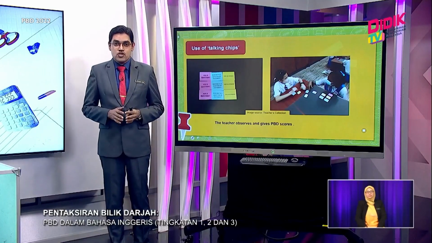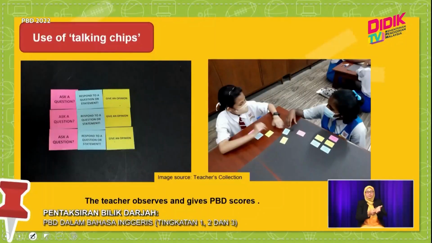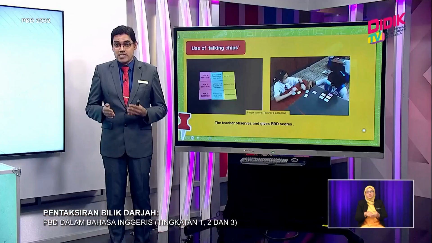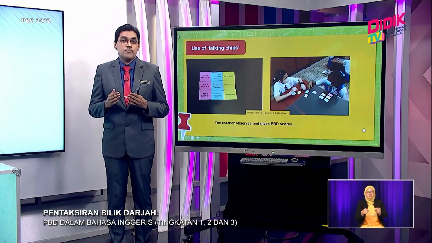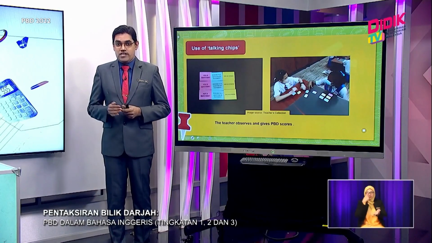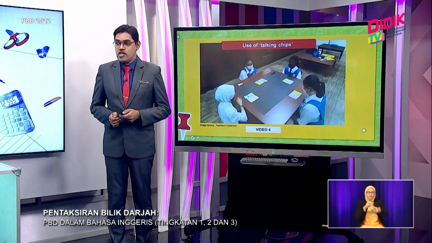If you see in the picture here, I've prepared some cards with the tasks that need to be carried out. For example, I have 1 card saying ask a question, another one respond to a question, and another giving an opinion. So students use these chips and take turns to answer a question based on the page 19 focus idea question. Here, the students are going to discuss whether they prefer to eat at home or at a restaurant. Now let us watch video 4.